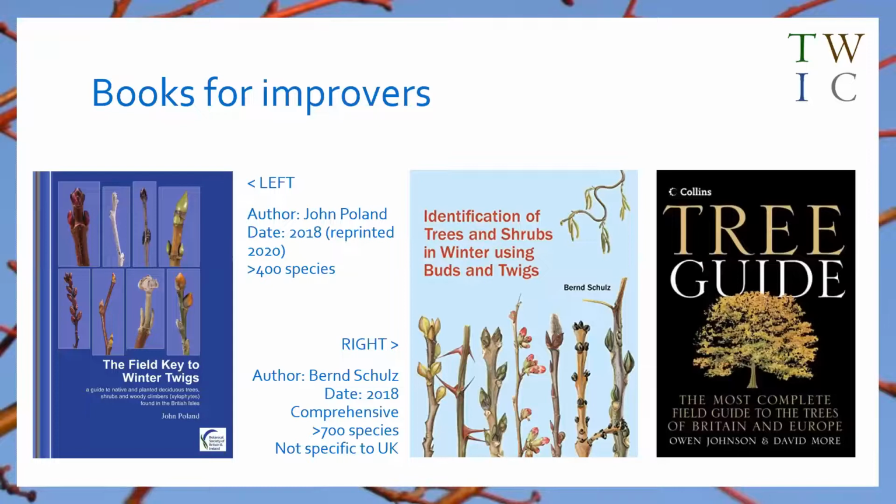If you get into winter trees a bit more, really Poland, the book on the left, is the best book for you because that's really comprehensive. It covers over 400 species that you're likely to find in the UK, Britain and Ireland. And it also has colour plates of the twigs, beautiful colour plates as well. It is set out as a key. Again, it's a different type of key to the Field Studies Council guide, though.